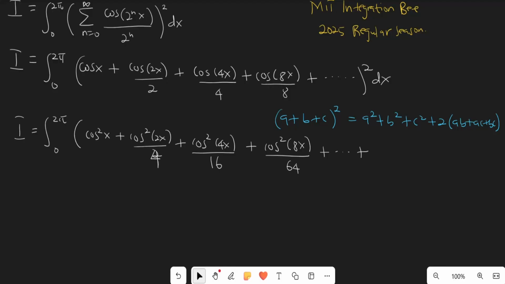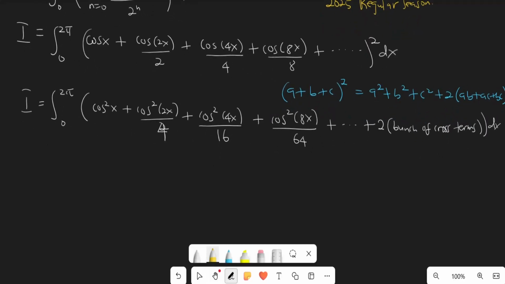Then you have the cross terms, right? The first one is going to be cosine of x times cosine of 2x over 2. We are going to have a bunch of cross terms because this is an infinite sum, right? So you just have 2 times a bunch of cross terms. We can't really write them all out because it is an infinite sum, dx.